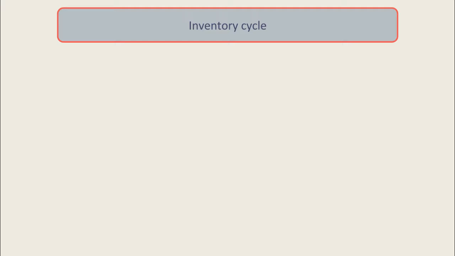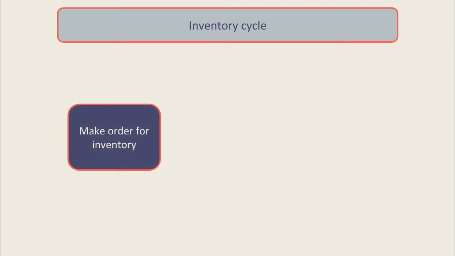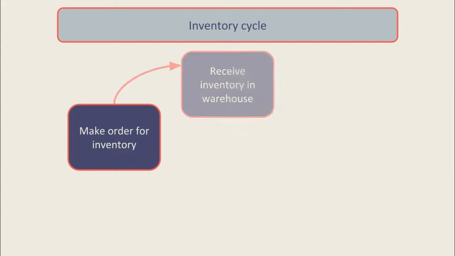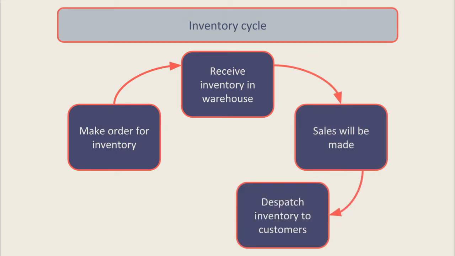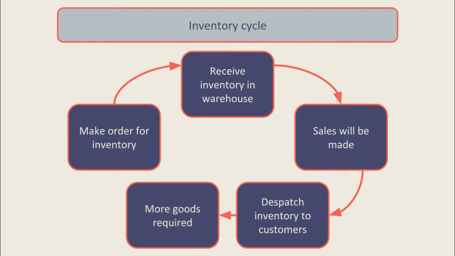The inventory cycle works very much like a cycle. The business will make an order for inventory. The inventory will be received in the warehouse. Sales will be made. The inventory will then be dispatched to the customers, so more goods will be needed and they can make an order for more inventory. We have seen many of the controls already in this process as the inventory cycle is blended with the sales and purchase cycles.